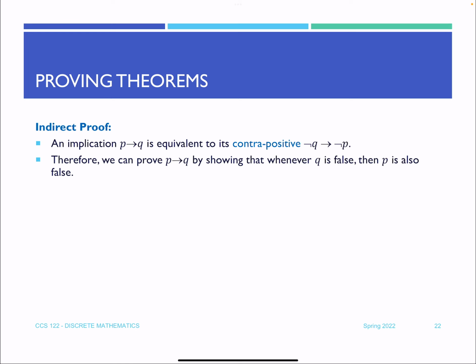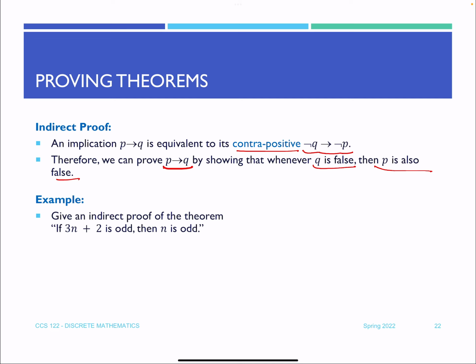We also have something called the indirect proof. In this one, an implication, if P then Q, we know that it is equivalent to its contrapositive, meaning if not Q, then not P. Already seen that a few slides ago. So therefore, we can prove if P then Q by proving that whenever Q is false, P is also false. That is an indirect proof.